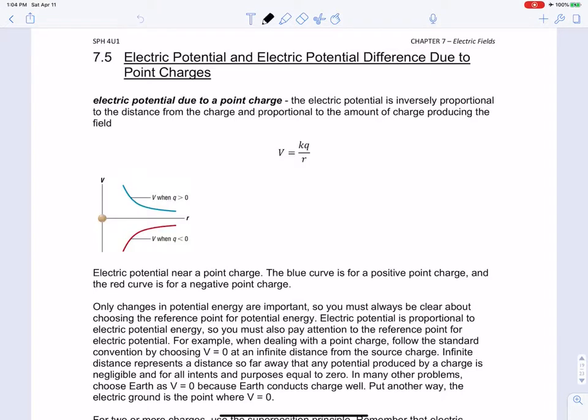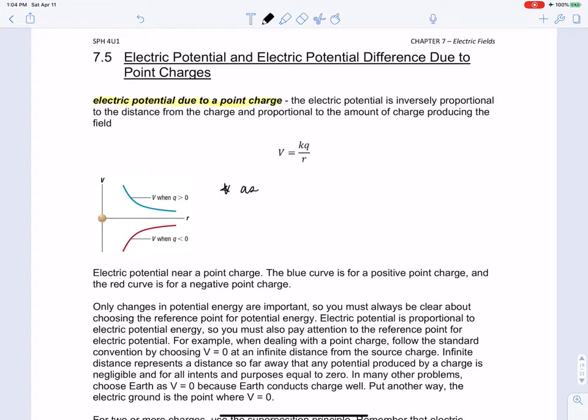In section 7.5, we're going to look at electric potential and electric potential difference due to point charges. Electric potential due to a point charge. The electric potential is inversely proportional to the distance from the charge and proportional to the amount of charge producing the field.